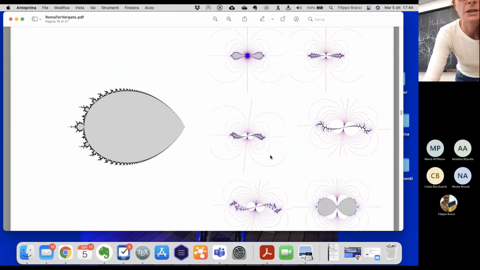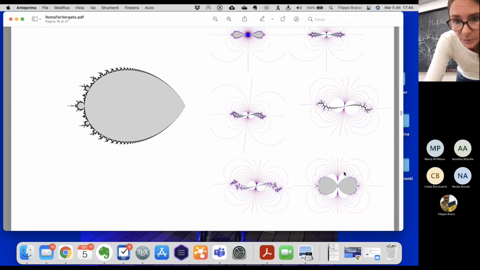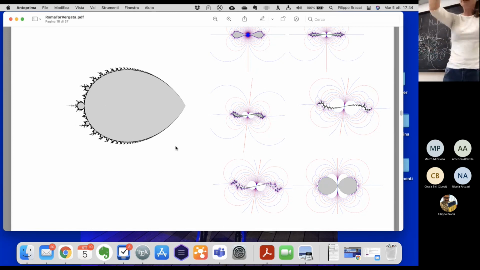And here you can see several limit sets for this family. Most of them are connected, the fifth one is disconnected. And on the side, you see the connectedness locus, which is the set of parameters such that the limit set is connected. And you can see that it looks like the Mandelbrot set. Just instead of a cusp, it has a point.